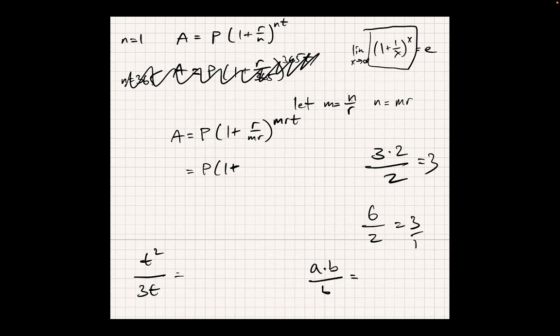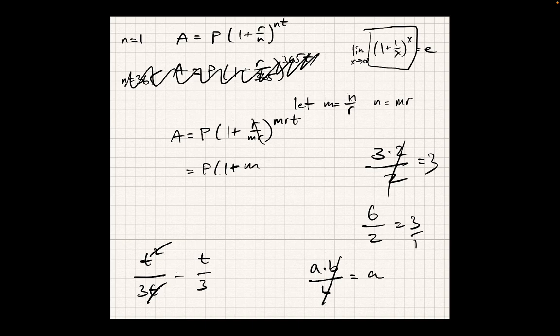T over 3. Yeah, it is t over 3. Why? How did you get there? Because you cancel out the t. Cancel out a t here, cancel out one of the t's here. What about a b over b? It's just a. Why? Because the b's cancel. B's cancel. What about the 3 times 2 over 2? Because the t's cancel. Okay, what about r over mr? It's just m.